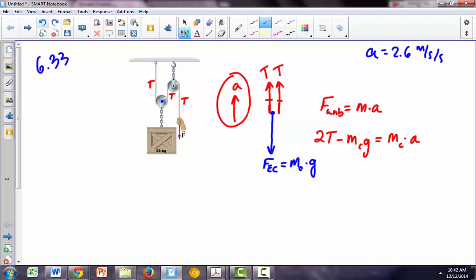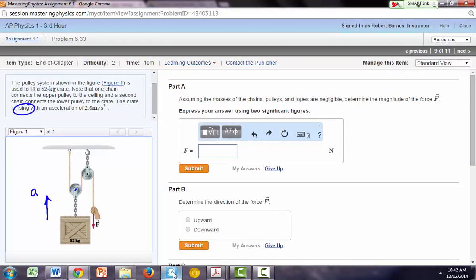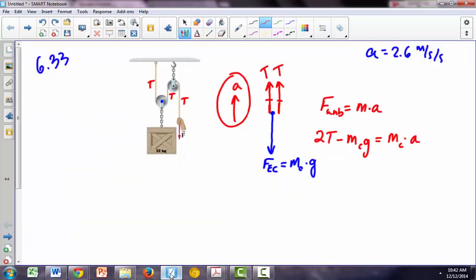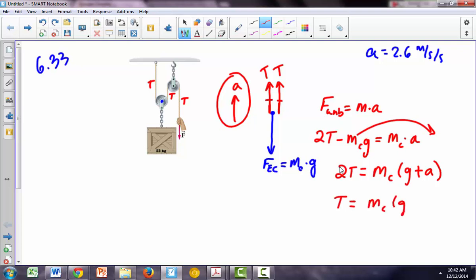Okay? I really know everything here but the tension in the rope. I guess I really need to go back and remember what they asked me to solve for. Assuming the masses of the chains and ropes are negligible, determine the magnitude of the force. Okay, well this is going to help us find the tension in the rope, and then we'll talk about what that force is. 2T equals mc g plus a. I did 2 math steps in one right there. I added this to both sides, and then I factored out the mc. Okay, so the tension in the rope is equal to mc times g plus a, over 2.